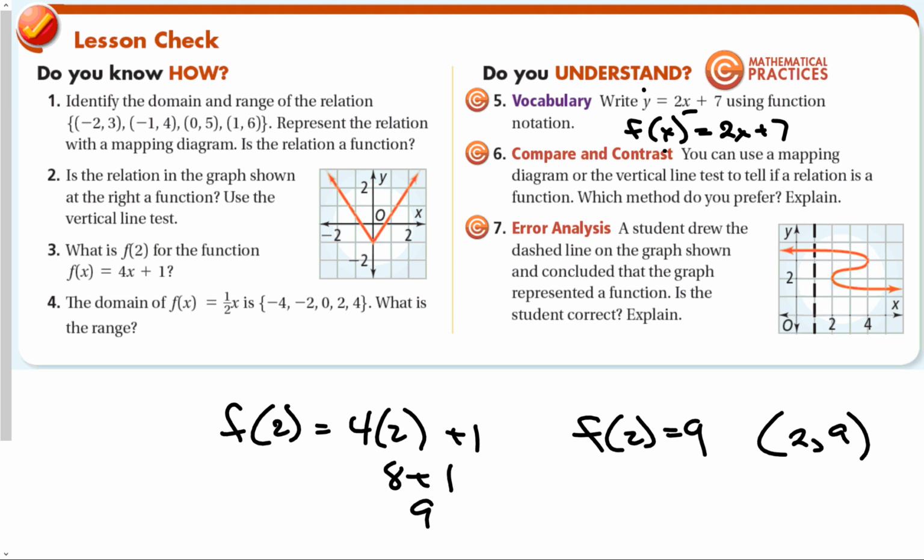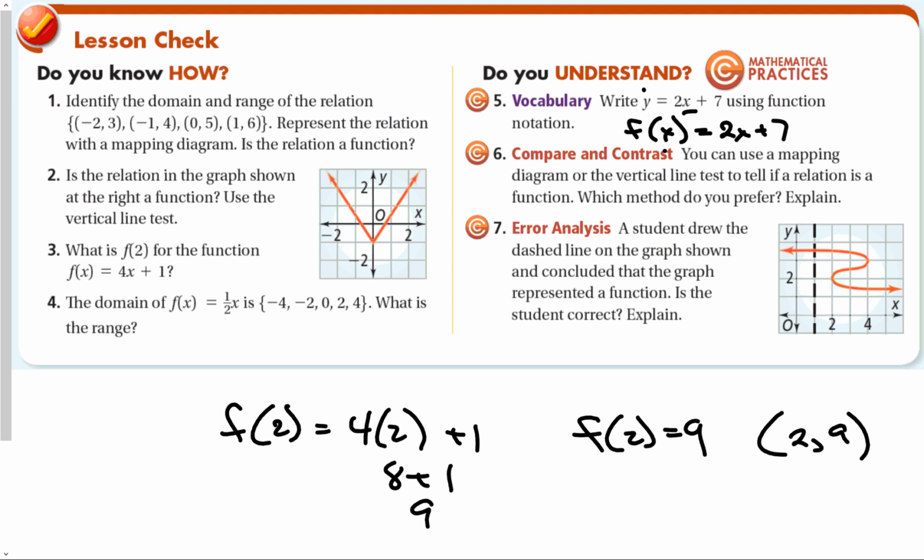Number 6, you can use a mapping diagram or the vertical line test to tell if a relation is a function. Which method do you prefer? A mapping diagram, well, that actually depends. A mapping diagram is better if you just see the data, and the vertical line test is better if you see a picture.